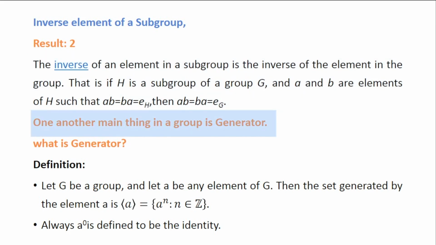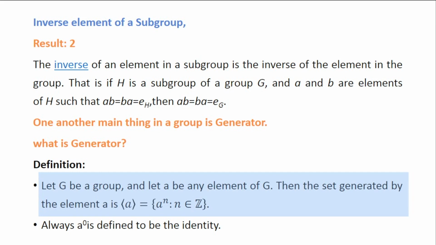One other main thing in a group is the generator. Let's see what a generator is. Let G be a group and let a be any element of G. Then the set generated by the element a is ⟨a⟩ = {a^n : n ∈ Z}.